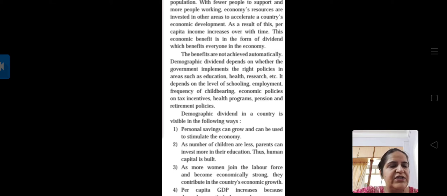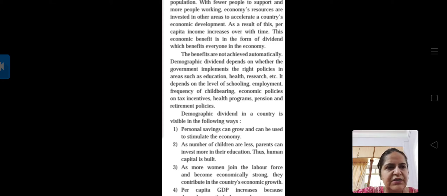As the number of children is less, parents can invest more in their education. Now, if I have one child, what would I do? I would be giving the child the best. I can afford education. Education is expensive. Children, in today's times, we need to value what our parents are doing. So education is not something of 1 or 2 years after which you're done. It's an ongoing process. So parents can very well concentrate and invest money in their education.